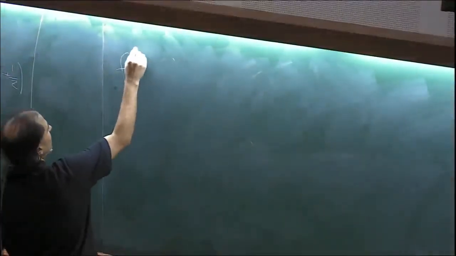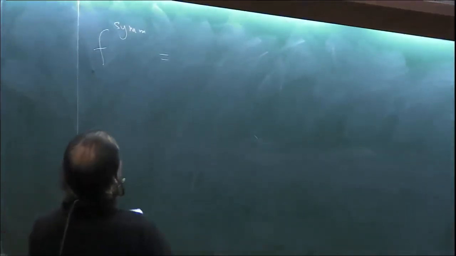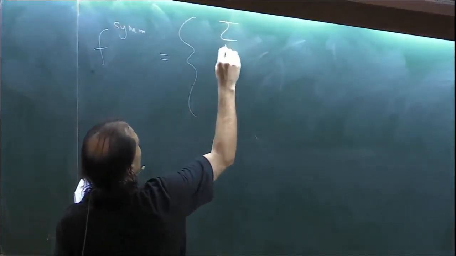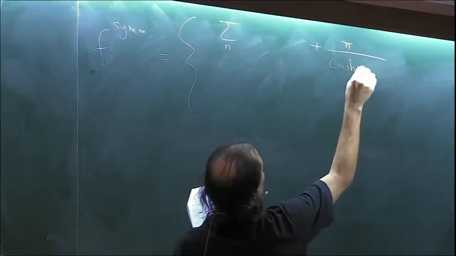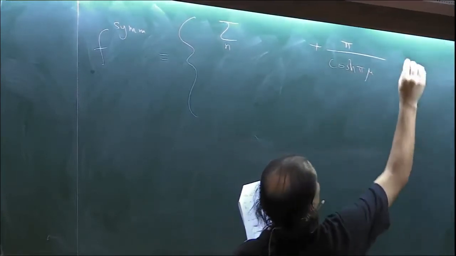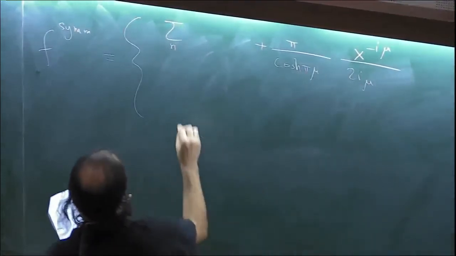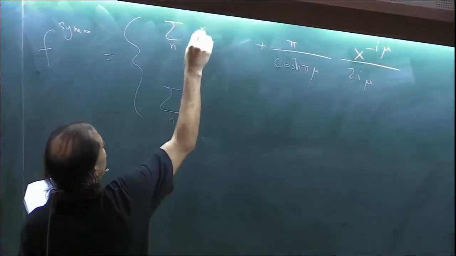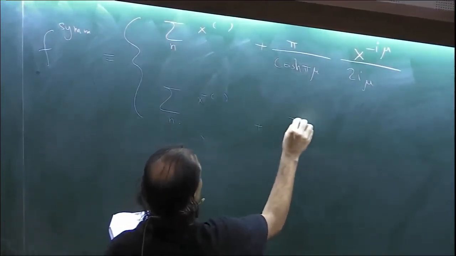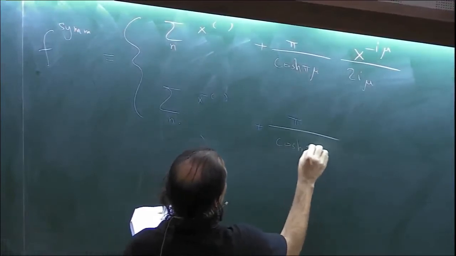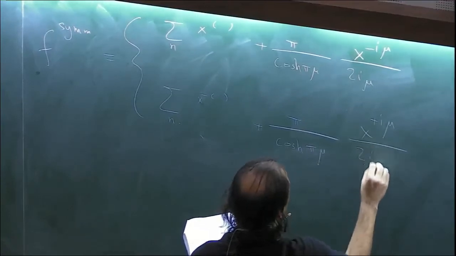So f symmetric in T is just equal to the sum over n, I won't keep writing that expression here, plus pi over cosh pi mu, x to the minus I mu over 2I mu. And here I have the sum over n of the thing with x to some powers, of x to minus those powers, plus pi over cosh pi mu, x to the plus I mu over 2I mu.